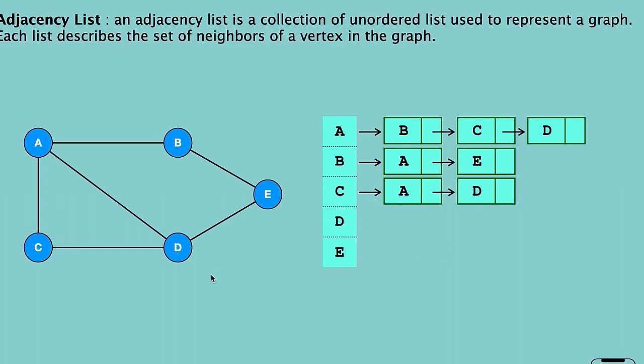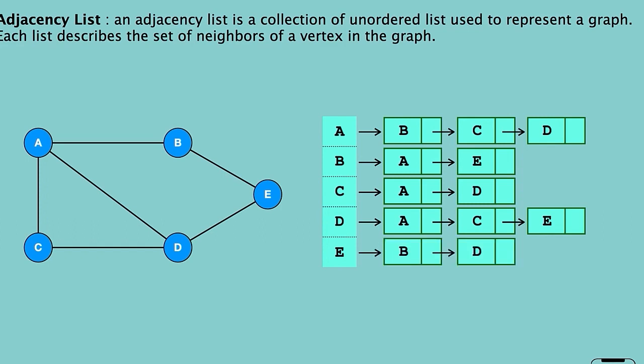Then we continue to the next node, D. From D we have 3 connections, to A, to C, and to E. All of them will be added here like this. So here we see that we have connections to A, C, and E. And finally the last vertex is E. From E we have a connection to B and D. So they will be added over here. Now this is how our graph is represented using adjacency list.